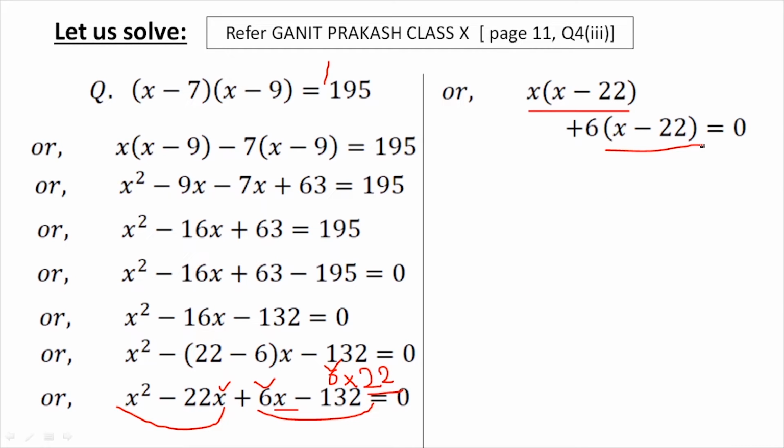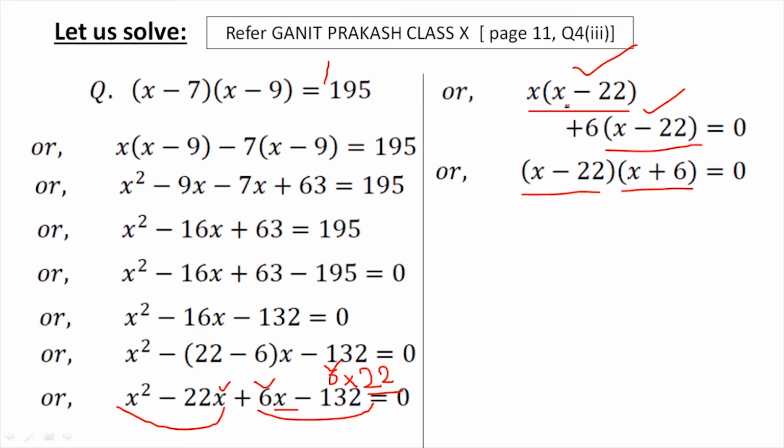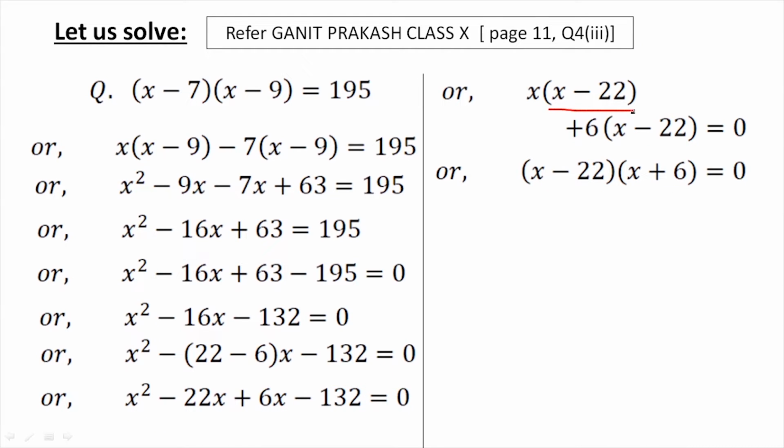Here again we see that x minus 22 and x minus 22 are common, so we take that out of the bracket, and what we get is x minus 22 into x plus 6. After taking this out of the bracket, the remaining terms are x and plus 6, so it will become x plus 6 here. So now you can do either or.